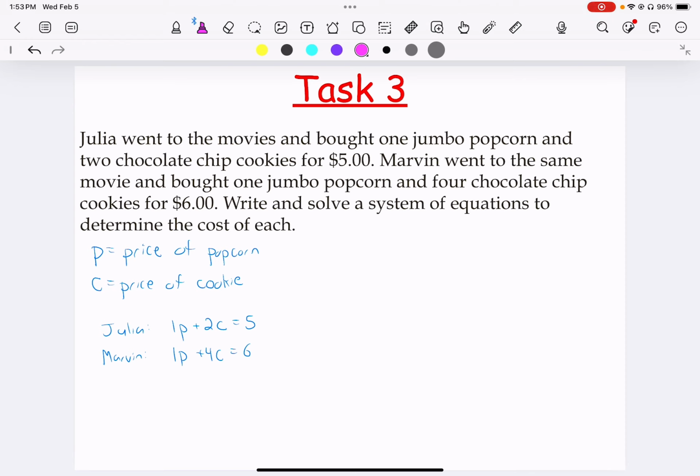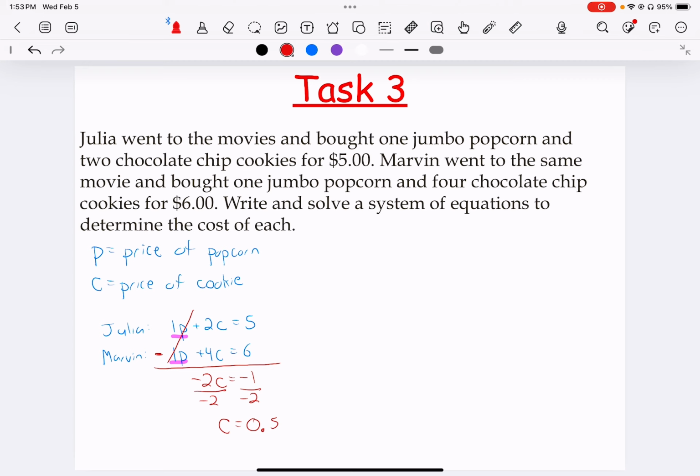Now I notice they're lined up, so I'm going to use elimination. My P's have the same coefficient and they're the same sign, so I'm going to subtract my 2 equations. 1P minus 1P is 0, so it gets eliminated. 2C minus 4C is negative 2C, and 5 minus 6 is negative 1. So I would divide both sides by negative 2, and I'm left with C equals 0.5.